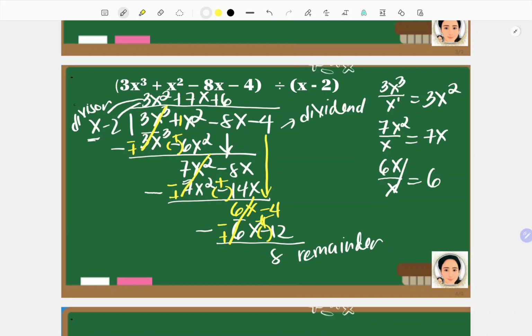So how to write your remainder? Just put plus, because 8 is positive, plus 8. Then over the divisor, x minus 2. And this is our answer. Okay? So, let us try the synthetic division. This is called the long method.